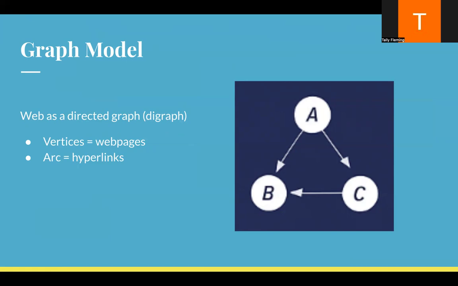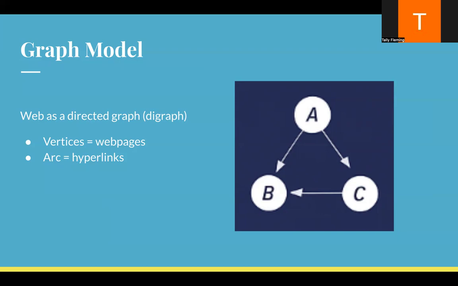The out degree of a vertex, which is the number of links leaving a page, is crucial as it determines the probability of moving to a specific page. For example, in the diagram on the slide, page A links to B and C. If a person is on page A and clicks a link at random, they have a probability of 50% of moving to B and 50% of moving to C.